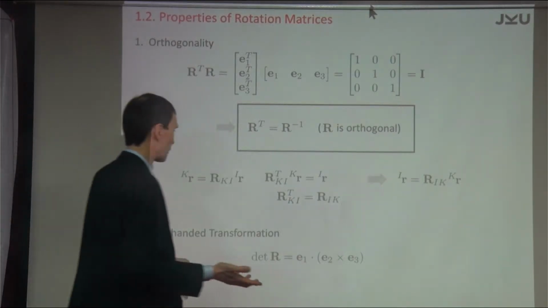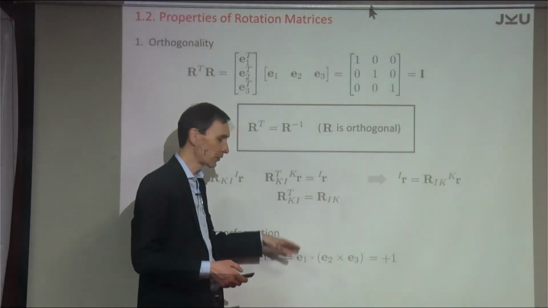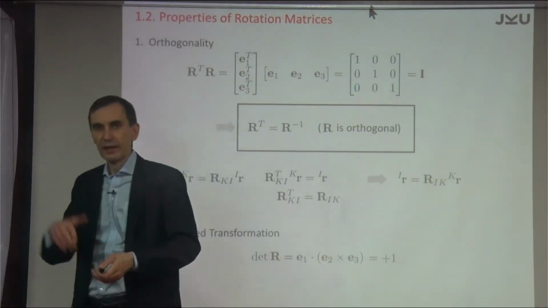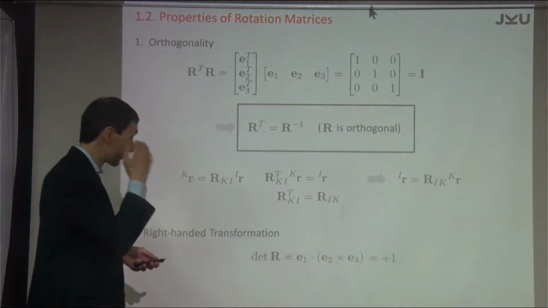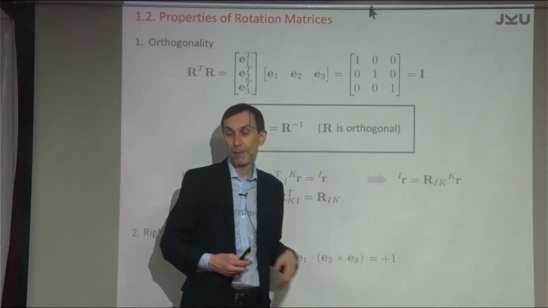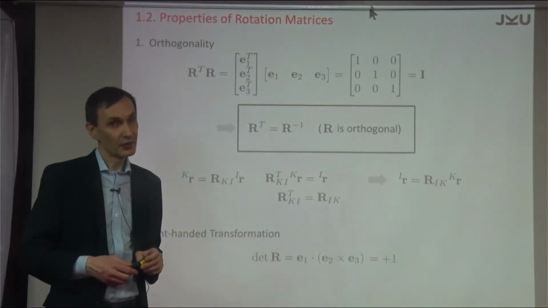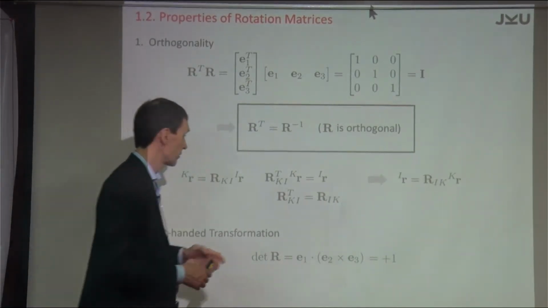And this is 1, exactly, because E1 times E1 is 1. What if this determinant would be minus 1? The direction would change, exactly. Then it would actually be the other way around.